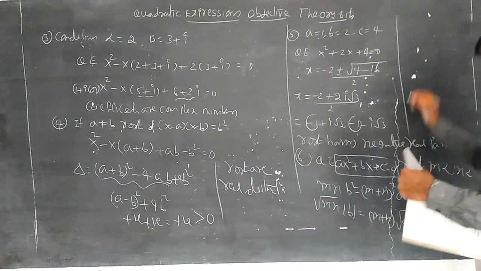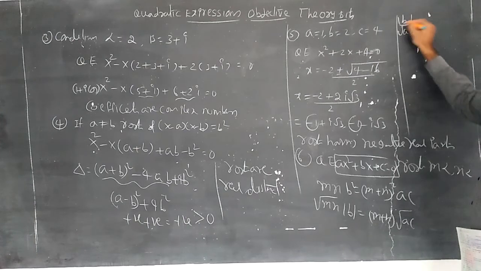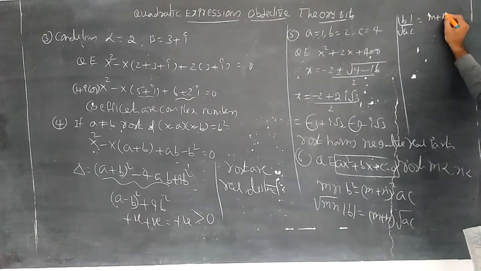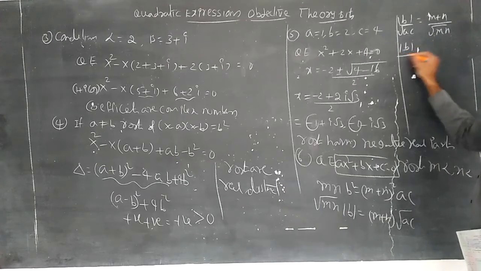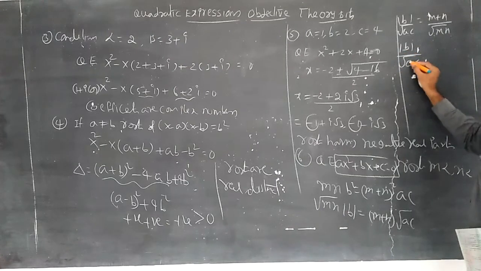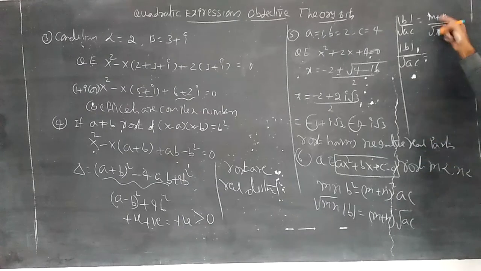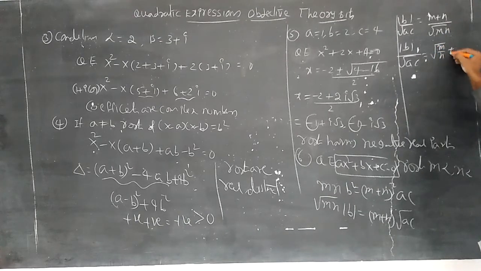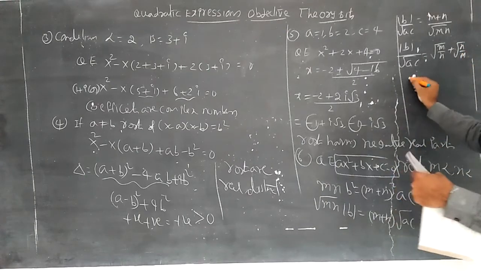According to the options, mod b by root ac is equal to (m plus n) by root mn. Next step, mod b by root ac is equal to m by root mn plus n by root mn. So this one becomes root m by n plus root n by m. Option 2.